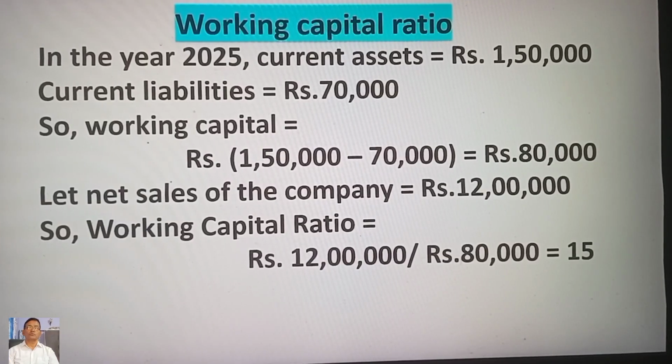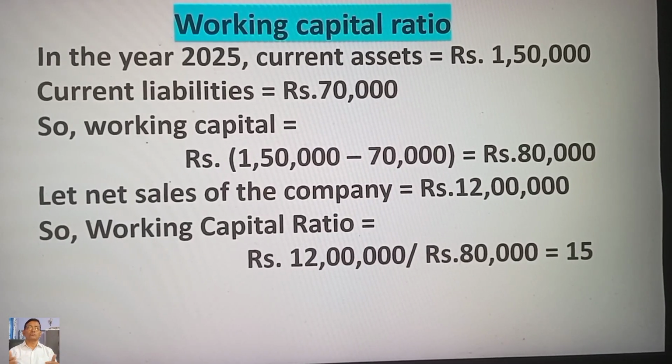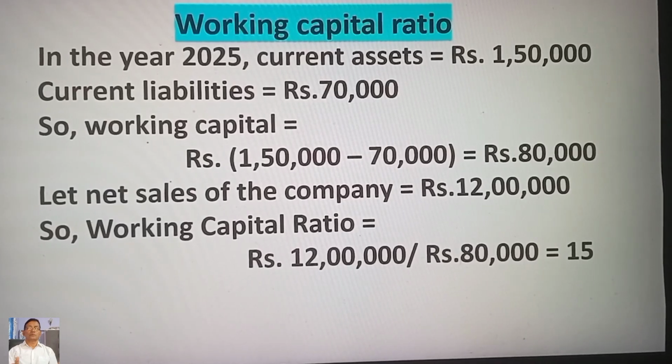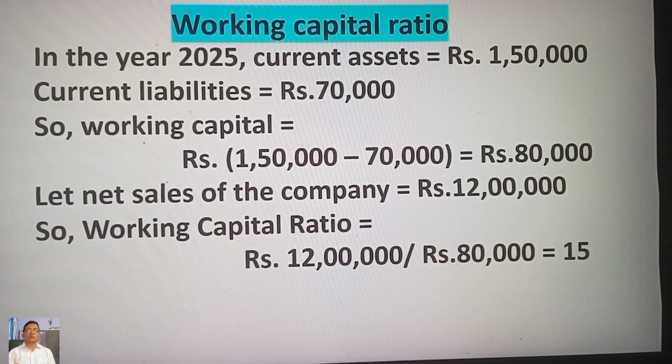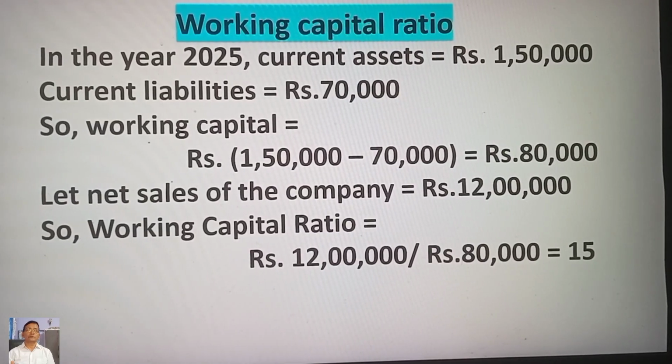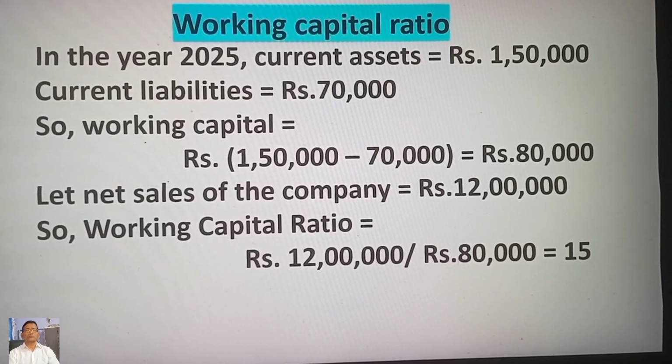A high working capital ratio indicates that the company can use both short-term assets and liabilities to generate sales. A lower working capital ratio indicates bad debt or sluggish inventory movement. Let us conclude.